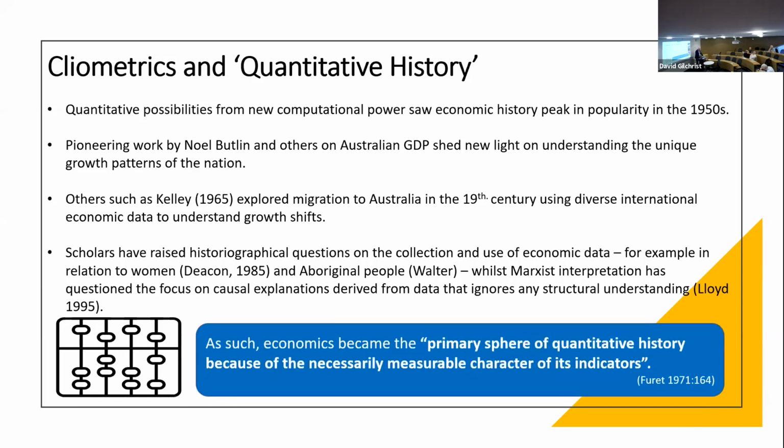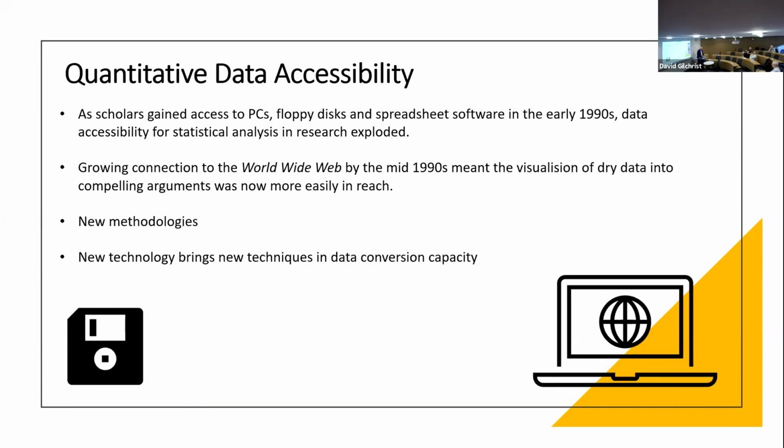So I guess the position we're taking is that economics is the primary sphere of quantitative history because it does provide that ability to measurably assess what's going on. The character of the indicators, even when we talk demographics and otherwise, are economic in nature rather than some other field. I think that's a really important thing to be thinking about in the context of WA economic history, particularly going forward.